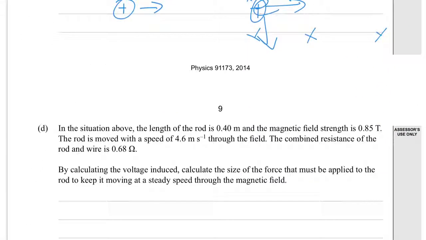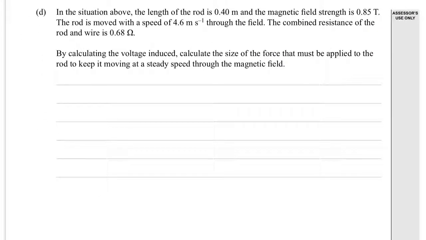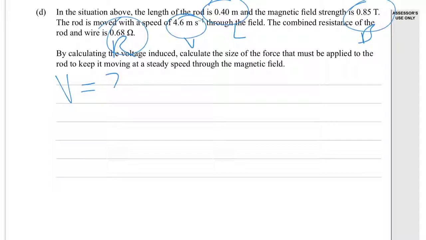Anyway, carrying on. D, in the situation above, the length of the rod is 0.40 meters, L, magnetic field strength, B, the rod is moved with a speed V of 4.6 meters per second. The combined resistance of the rod and wire is given. Calculate the voltage induced, V equals something. Calculate the size of the force, F equals something, that must be applied to the rod to keep it moving at a steady speed through the magnetic field.